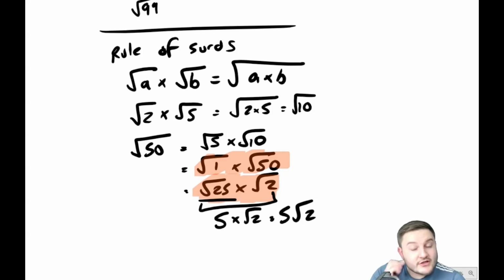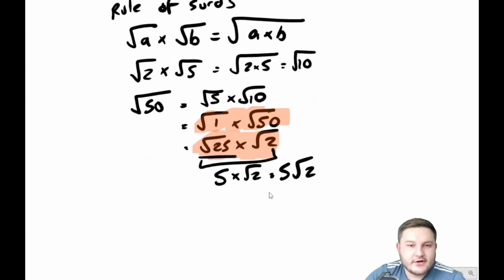So what you have actually done is you've simplified the surd, right? Because the number in the square root has gone from 50 to 2. You've simplified it by splitting it into a squared number and a non-squared number. You've got to this sort of simplification.